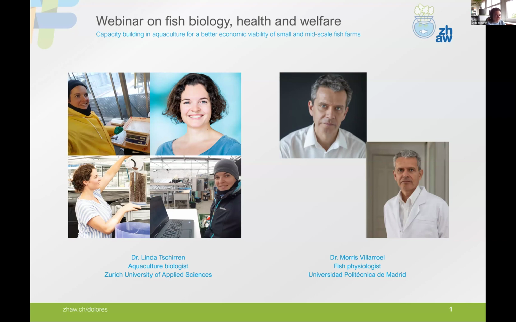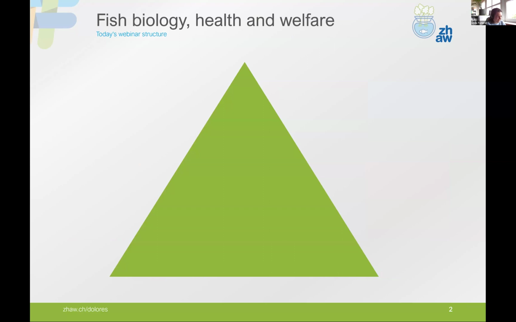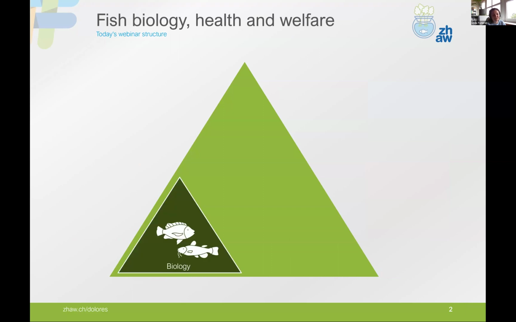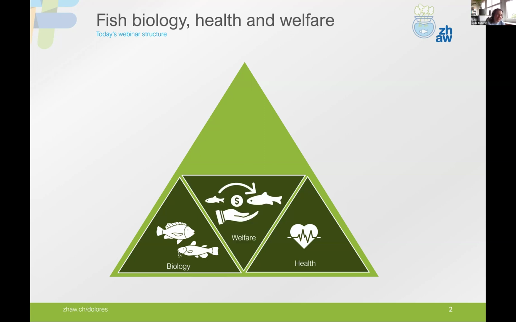And I thought that we build today's webinar a little bit like a pyramid. So we begin with fish biology, and we focus on the two most important species currently in Africa and the Middle East, which are African catfish and the Nile tilapia. And then we talk a little bit about fish health, why it is important and how we can ensure it, how we can keep it. After that, we add a topic about welfare, how this adds up to health.